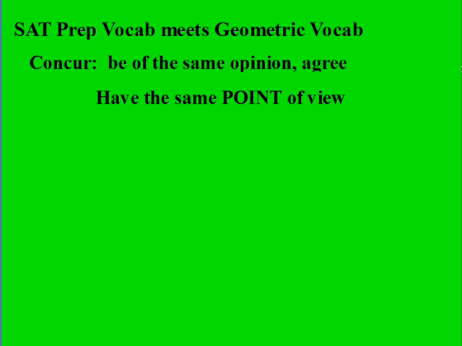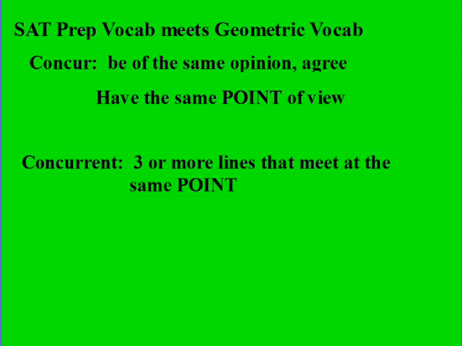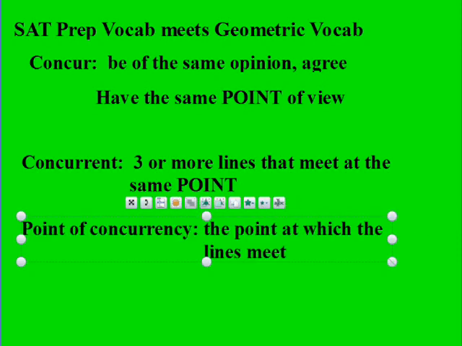Now, geometrically speaking, whenever we talk about concurrent lines, what we're talking about are three or more lines that meet at the same point. And the point at which they meet is called the point of concurrency. Give you a second here to write all that down.